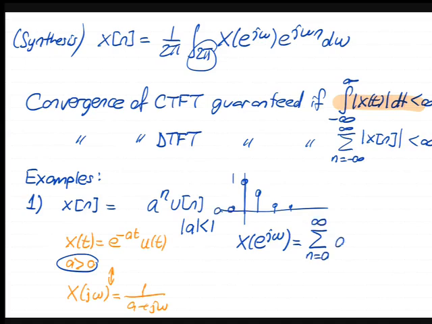And x of n is a to the n. I multiply it with e to the negative j omega n and do this sum. So I've done nothing but apply the definition of the Fourier transform to this signal.